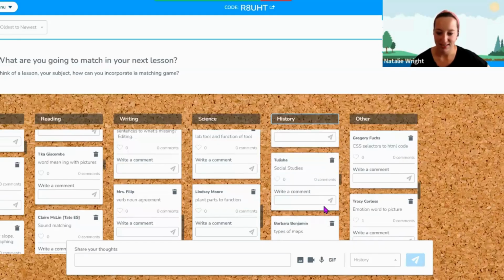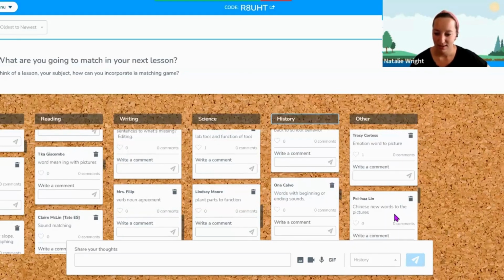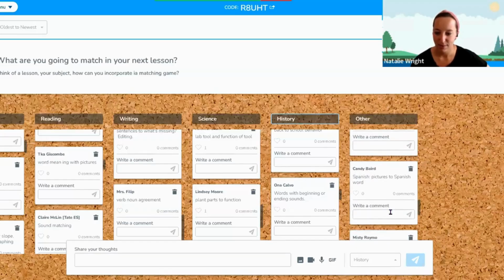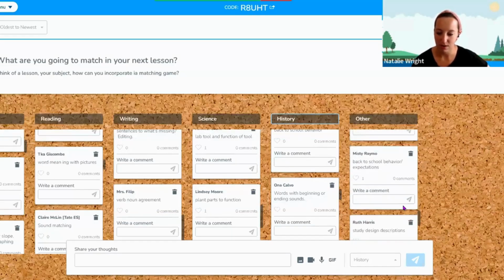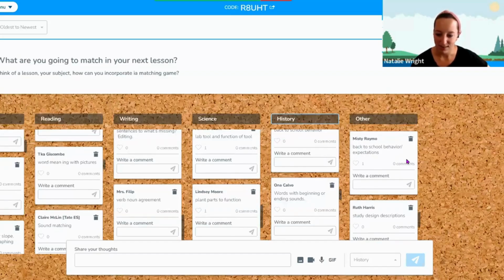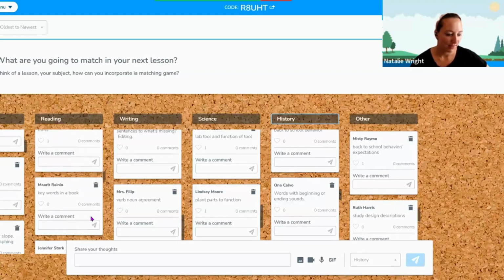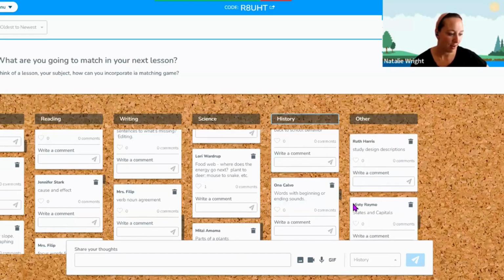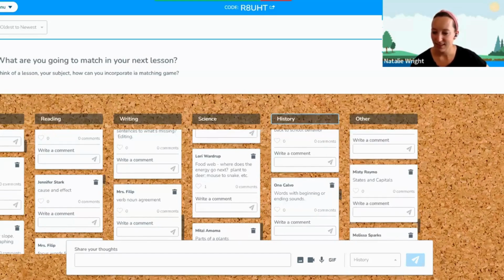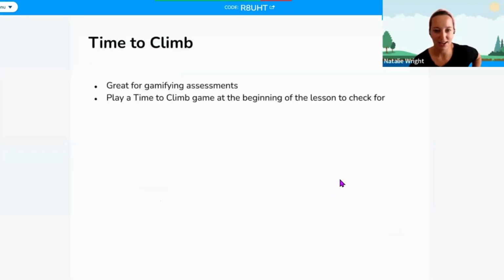Okay, lots of good ideas. So yeah, write down Spanish words, yep, to pictures of the word. I'm glad you're going to use this for back to school. It's going to be so fun. Okay, we are moving on. Thanks for writing your ideas down.